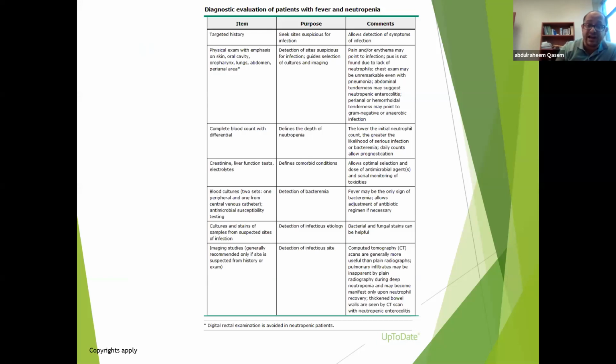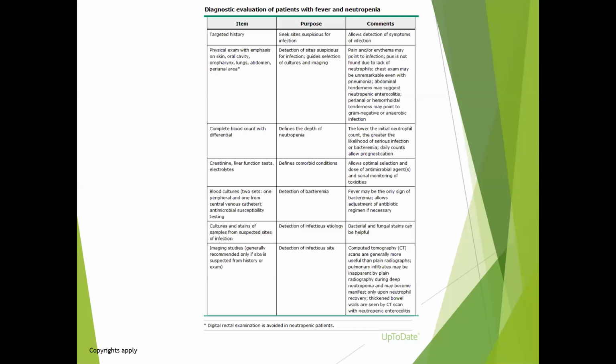Even before you order the labs, you examine the patient and try to find a source of infection. You look at the oral cavity, the skin, you examine the lungs, the oropharynx, the abdomen. And in a patient with neutropenic fever in particular, you need to pay very close attention to the perianal area. A lot of them may have perianal abscesses or inflammation and pain that can be easily missed, and that may be the source of the infection in those people. And if not identified and treated appropriately, unfortunately, that can lead to severe complications.